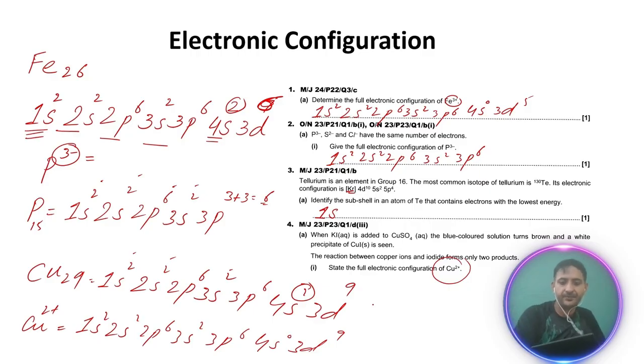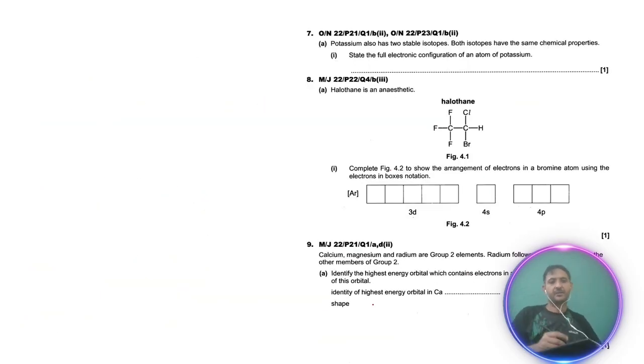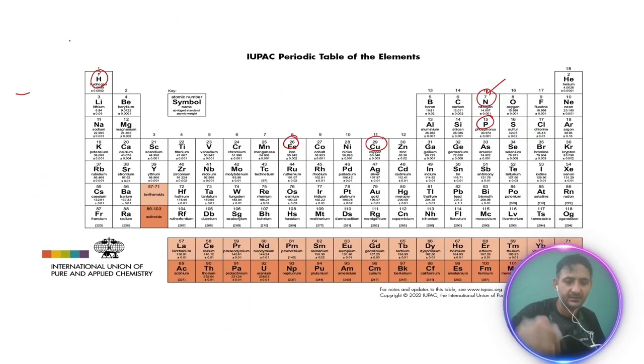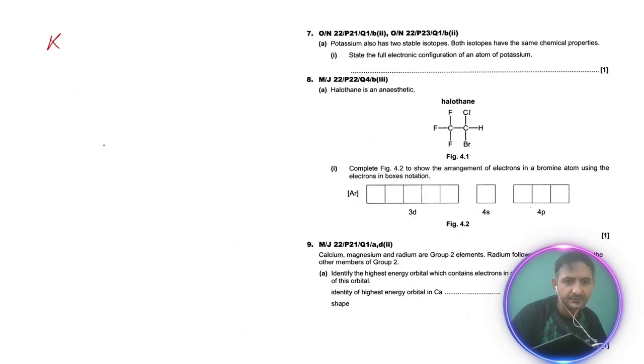So right now, okay, from here. Potassium also has two stable isotopes. Both isotopes have the same chemical properties. State the full electronic configuration of an atom of potassium. Okay, so an atom of potassium. And what's the atomic number of potassium? Check this, potassium here. You can notice 19. Okay, atomic number 19.